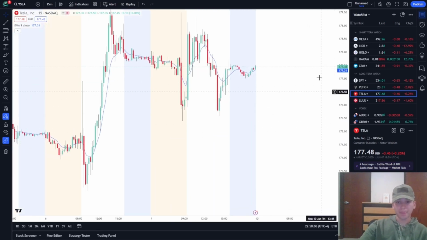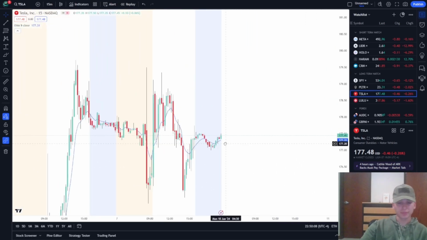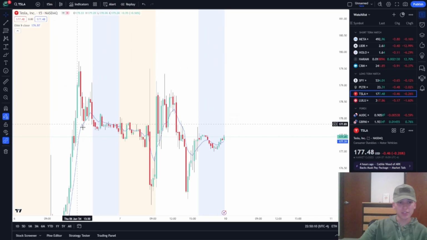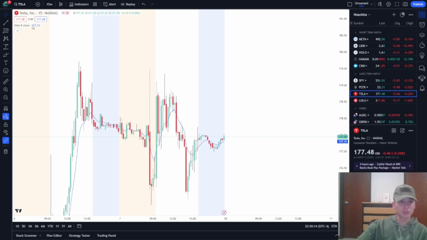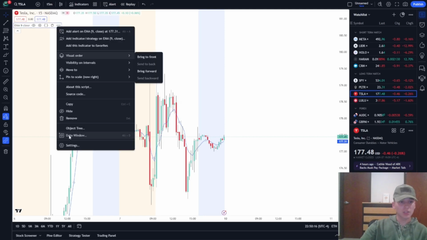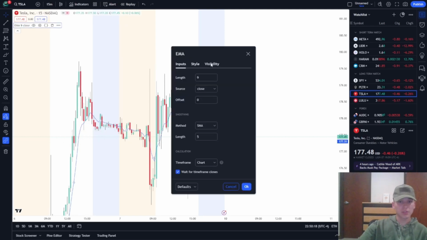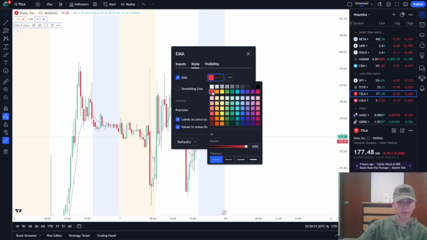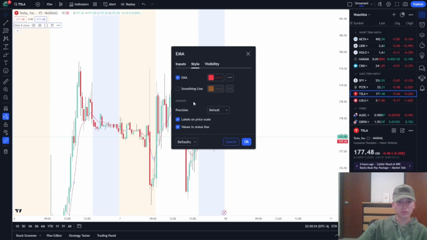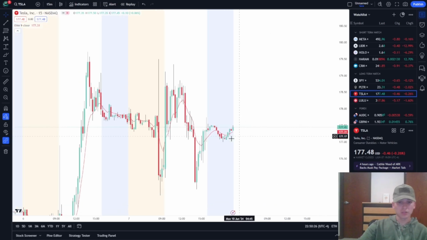So if we take a look at this little blue line, you can actually make it a little bit more visible if you want to. We can click on this, go to settings, and then we can change the visibility or the style to like a red line or something. It's a little bit more visible.